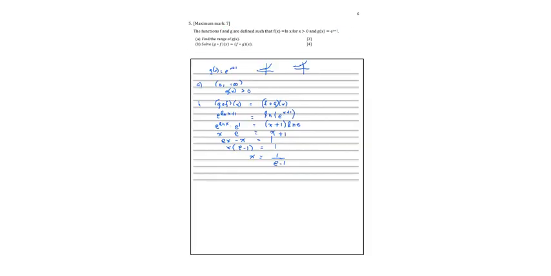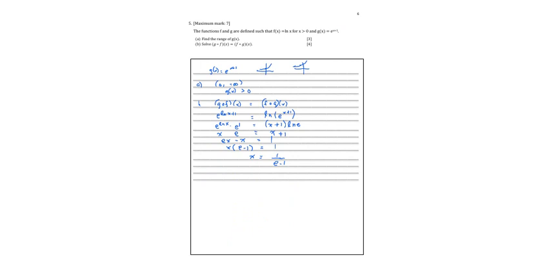Next one. The functions f and g are defined such that f of x equals ln x for x greater than 0 and g of x equals e raised to x plus 1. So we are asked to find the range of g of x. g of x equals e raised to x plus 1. So that's an exponential notation, and exponentially it looks like this. This is actually part of the method. You have to show why your answer is such.